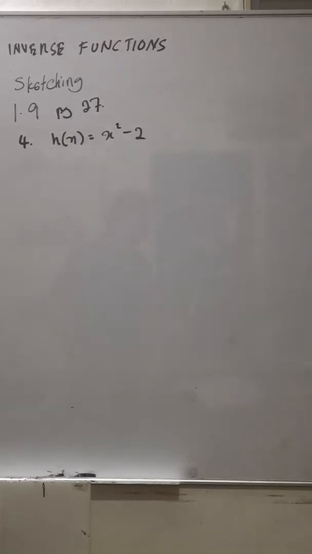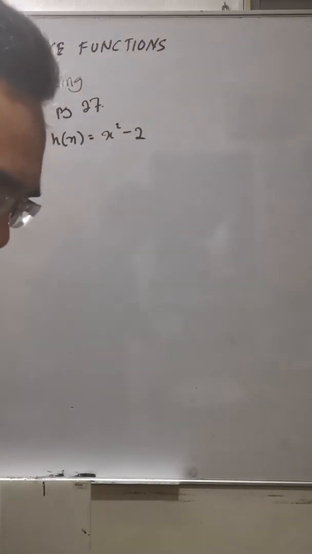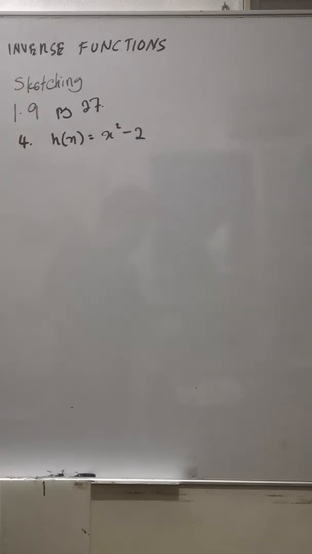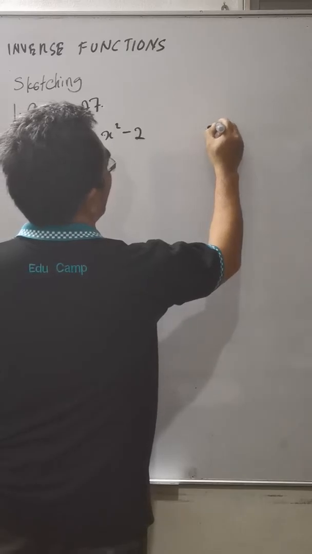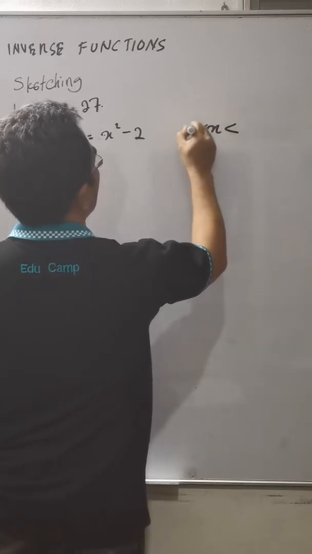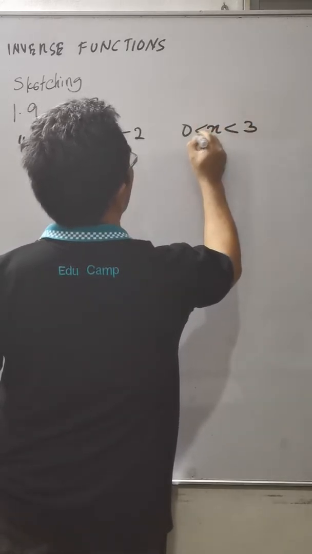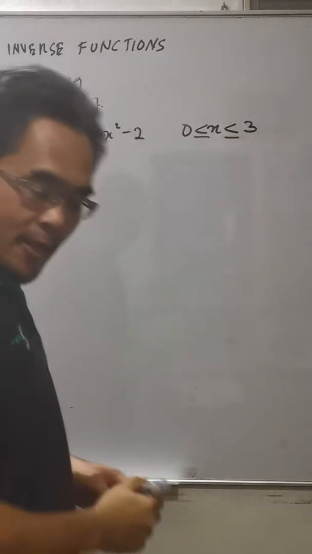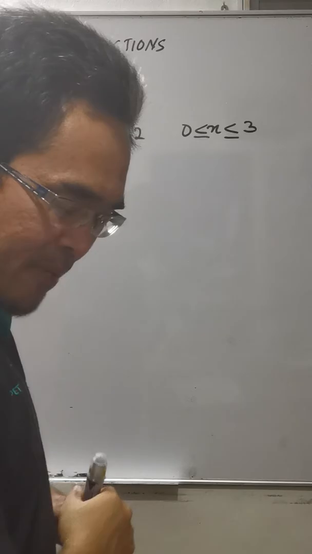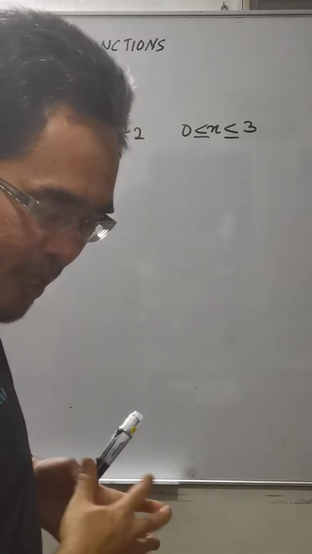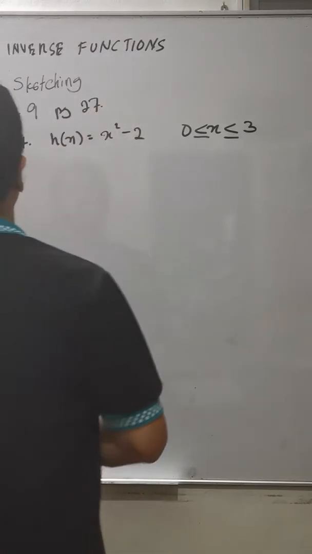Okay, now question number 4. The function h is defined as h(x) equal to x squared minus 2 for the domain x between 0 until 3, including both values. So the question is, on the same diagram, sketch the graph of h and h negative 1.